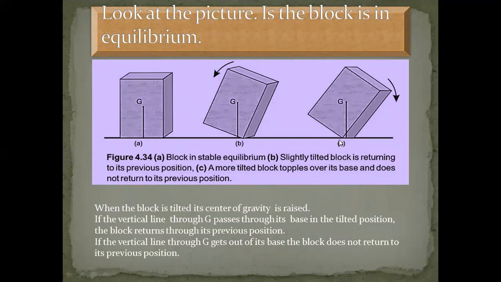But here, this is the center of gravity, the line passing through the center of gravity, and you have seen that this line gets out of its base. When the line gets out of its base, the block will never come back to its previous position, and this is the case of unstable equilibrium. So you can give this example. This is a beautiful example when you are explaining stable and unstable equilibrium.